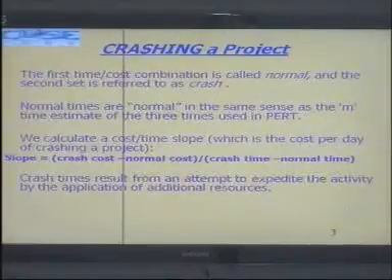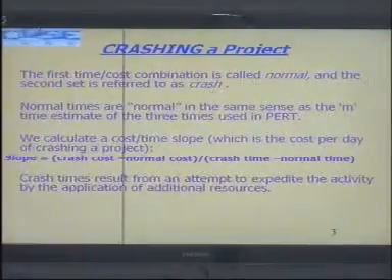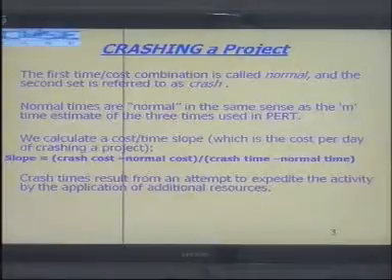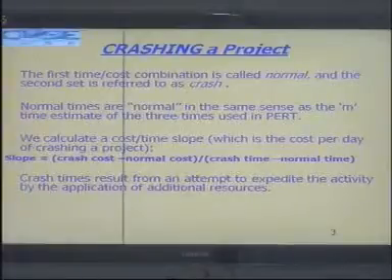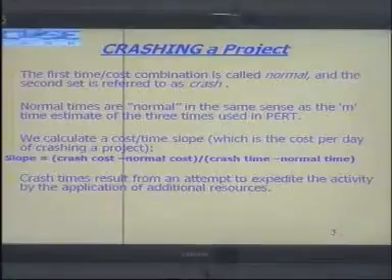What are these activities? The cost of an activity. Time, cost.